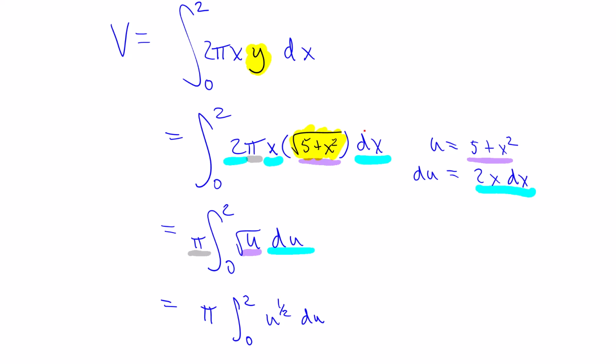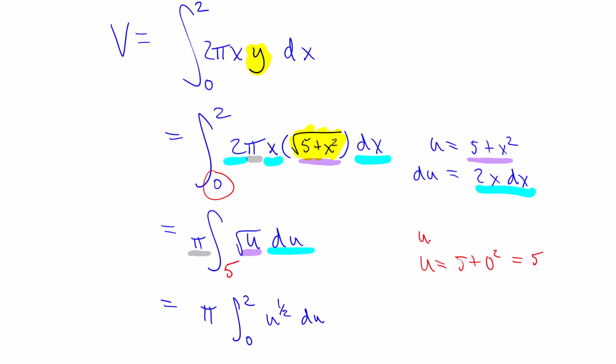Oh, hold on, I didn't fix our bound. Let me go back and change these. Remember, we used a u sub, so we have to change our bounds. If u was really 5 plus x squared, then we had 0 as our lower bound. So our new bound is going to be u equals 5 plus 0 squared, which is, of course, 5. So our new lower bound is 5.